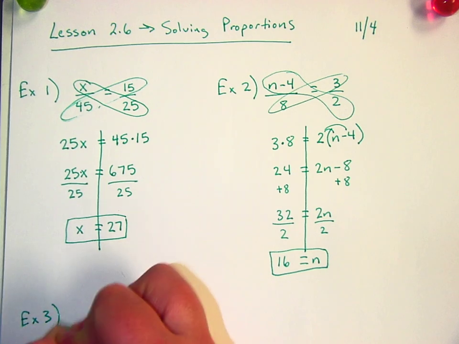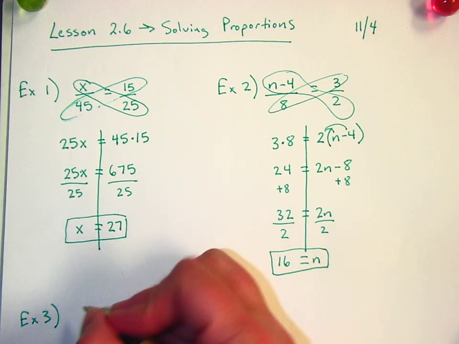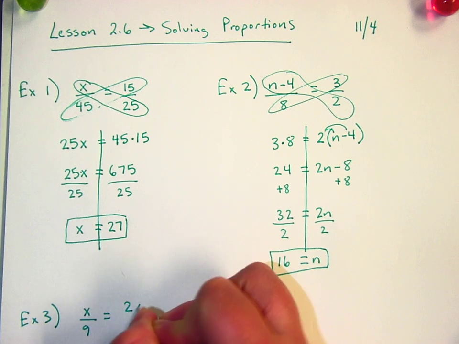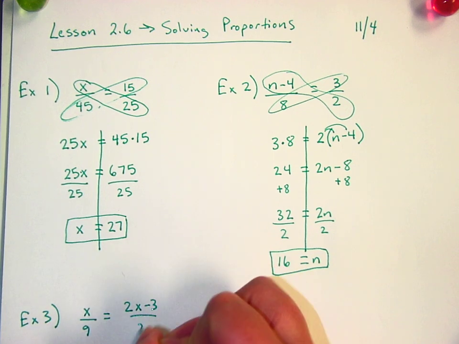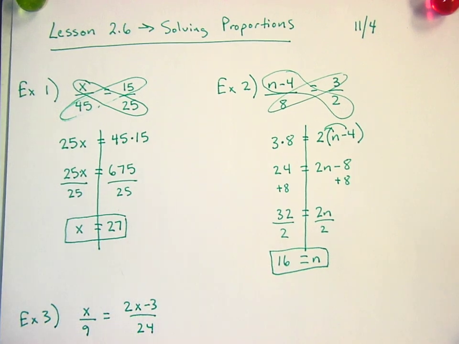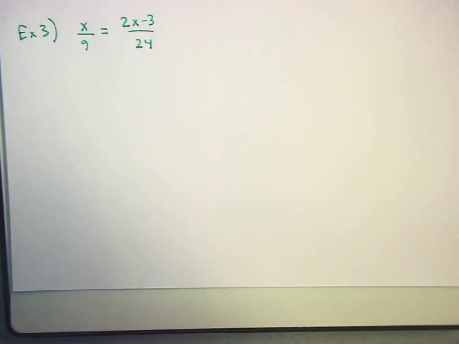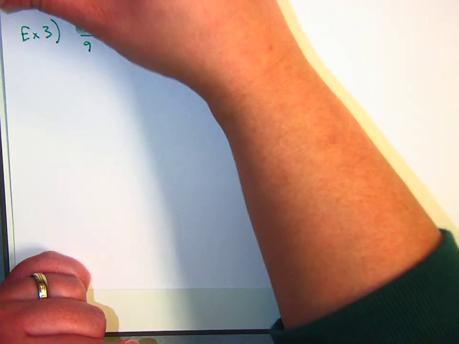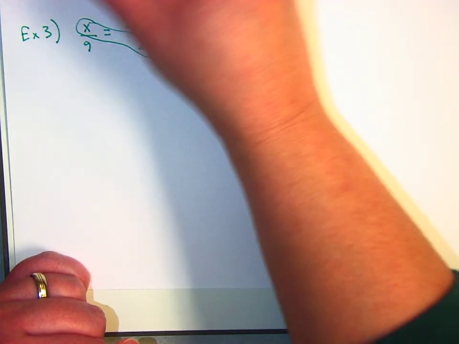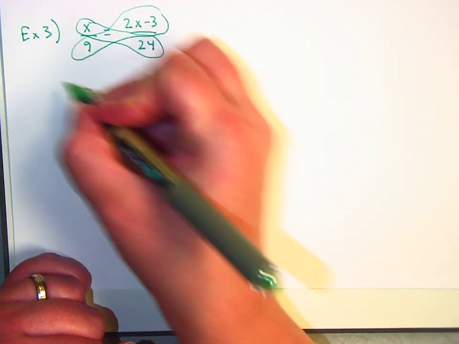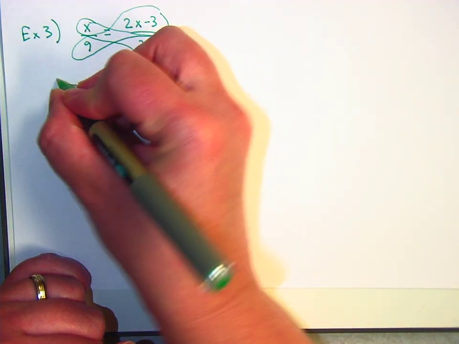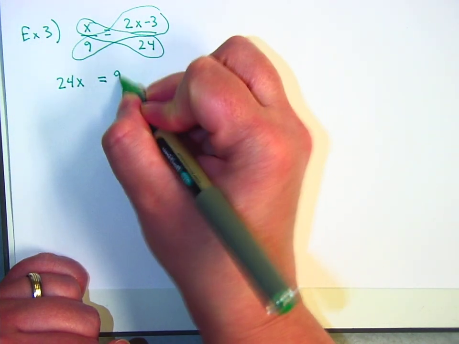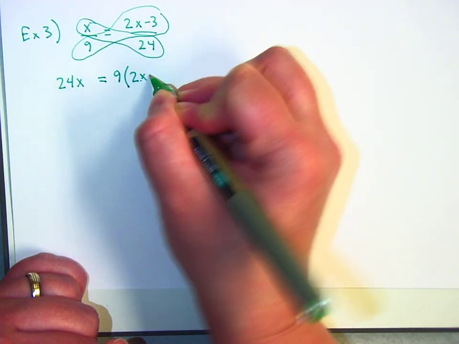Example 3. This is one that we would normally do with the teacher doing it. x over 9 equals 2x minus 3 over 24. Remember, if this is going way too fast for you, then you need to go back in the video and pause it. All right, we're going to cross multiply. We've got a fraction equals a fraction. Remember, you got to put an equal sign between them. x times 24 is 24x equals 9 times parentheses 2x minus 3.